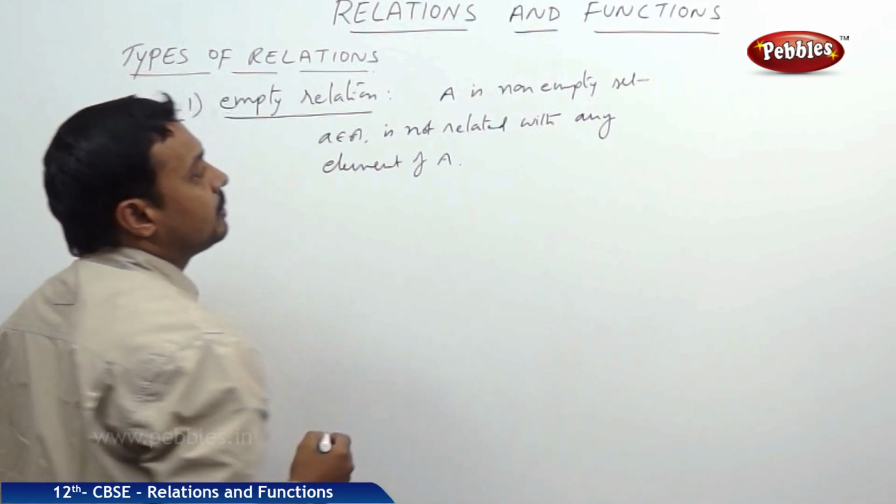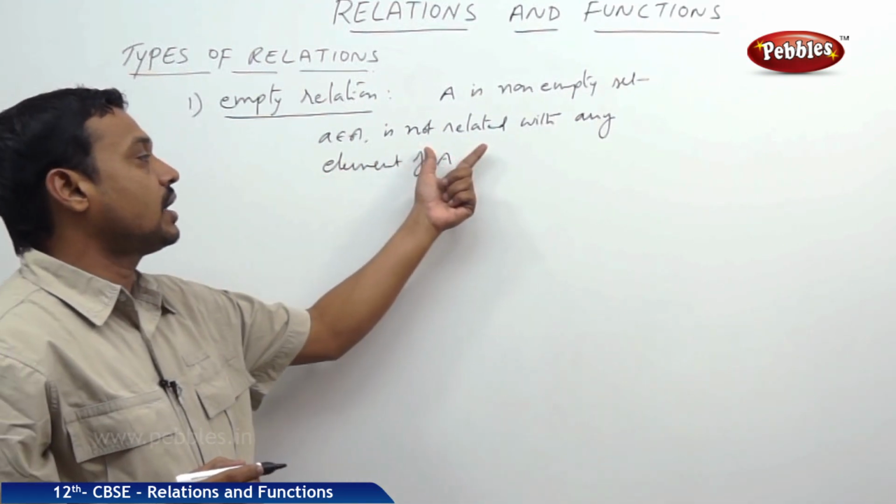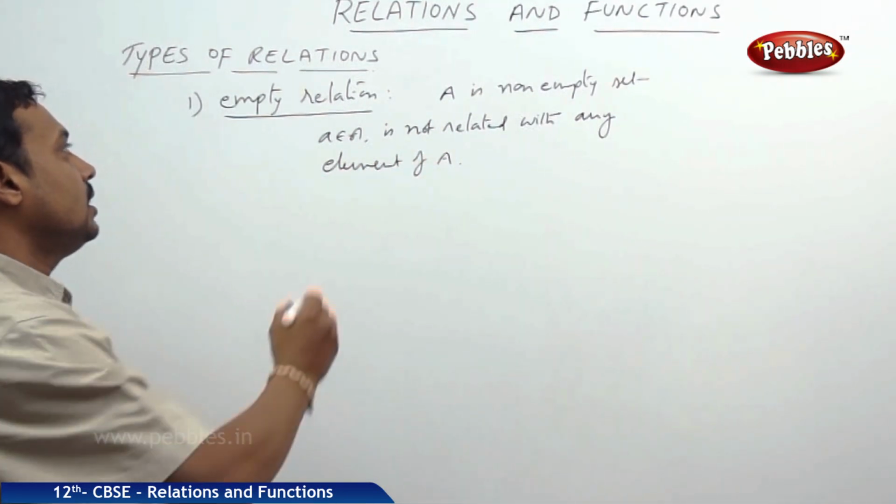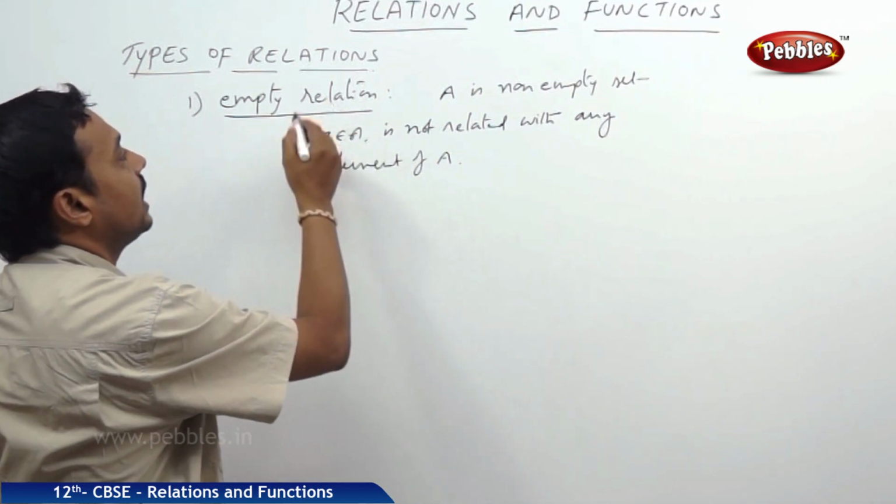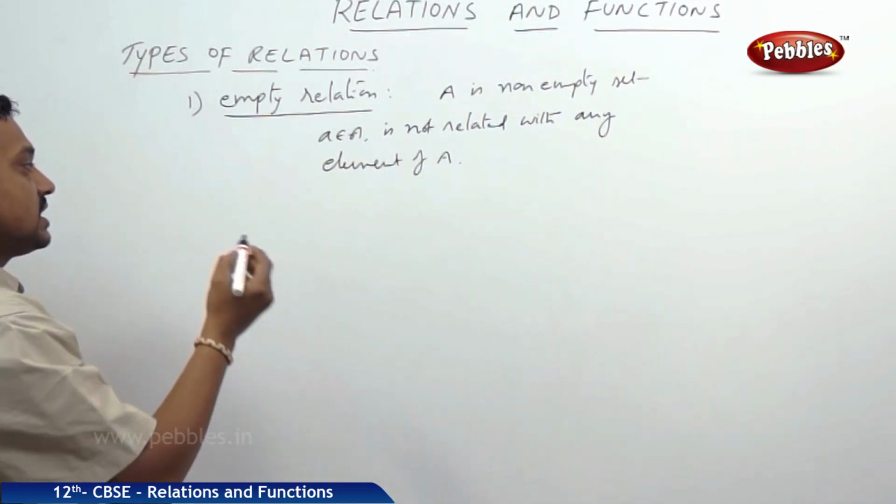So, A is a non-empty set. If a belongs to A is not related with any element of A, it is known as an empty relation. Let us see one example.